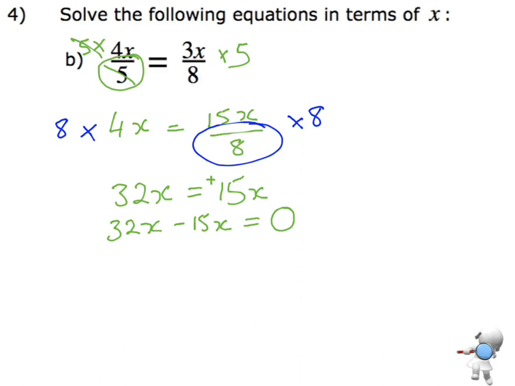So now I can subtract these and say, right, 32x minus 15x, that's going to give me 17x equals 0. And now to solve that, I'm trying to get x by itself, so I want to divide both sides by 17. They cancel out, and that leaves me x equals, now 0 divided by anything is 0. So there's my solution.